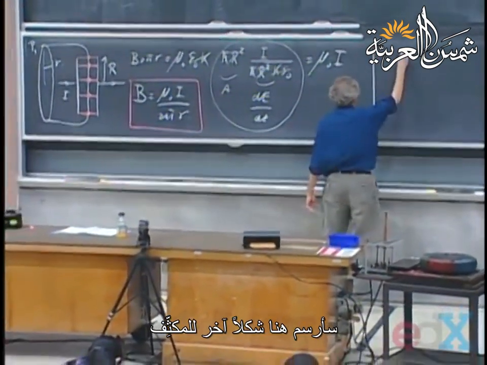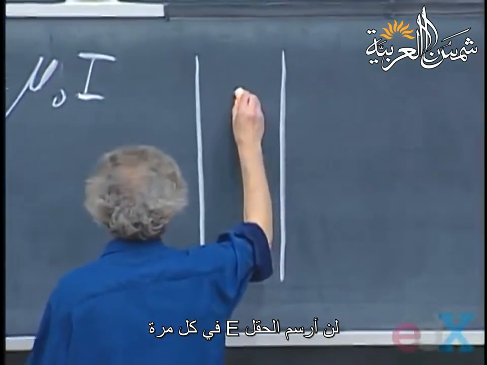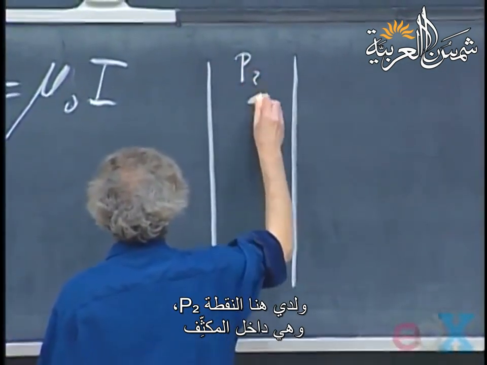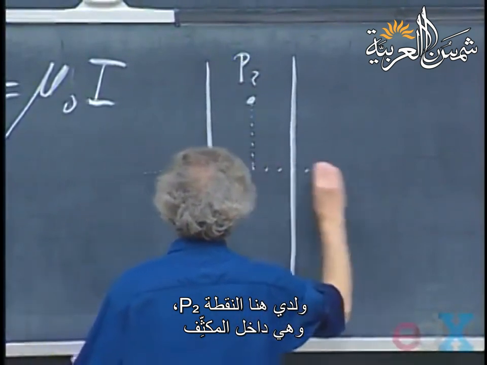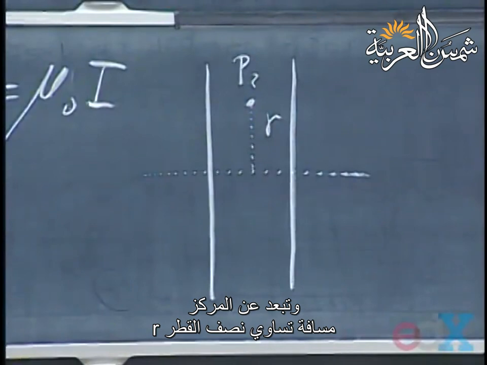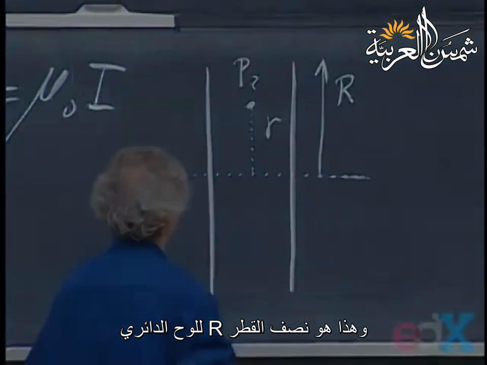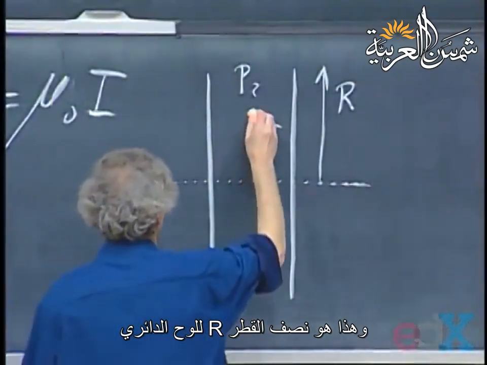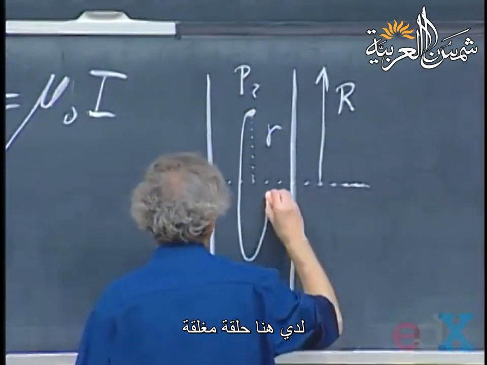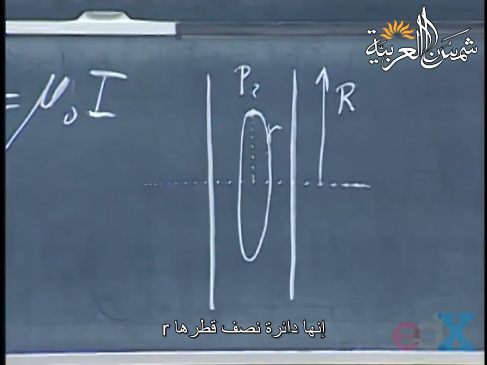I'll make another drawing of the capacitor. It's right here. I have this E field. I will not repeat that every time. And here I have my point P2 now, which is inside the capacitor at a radius little r from the center. And this is capital R, circular plate. I have here my closed loop. It's a circle. Its radius little r.